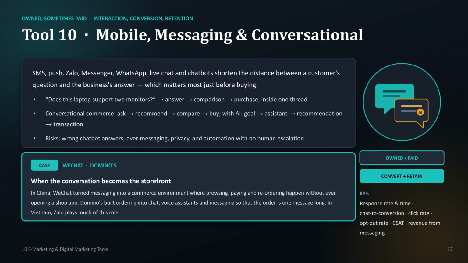Tool 10 is mobile, messaging, and conversational commerce. By using Zalo, WhatsApp, or chatbots, you shorten the distance between a question and a purchase. When conversations turn into storefronts like WeChat in China, you remove all friction.